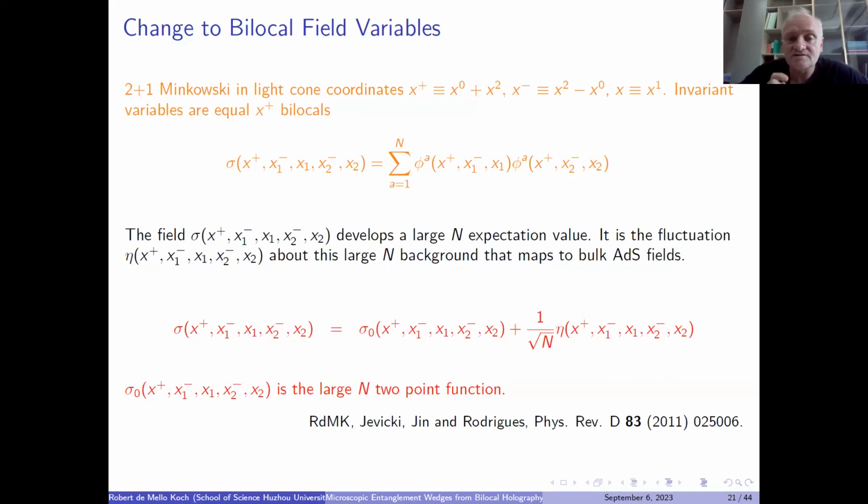Now, this bilocal develops a large n expectation value, sigma naught. Sigma naught is nothing but the large n 2-point function, so it's quite simple to compute. And then we can expand about this large n value with the fluctuation that I've denoted eta, with the coefficient 1 over root n. It is this fluctuation eta that we are going to identify with the higher spin fields.